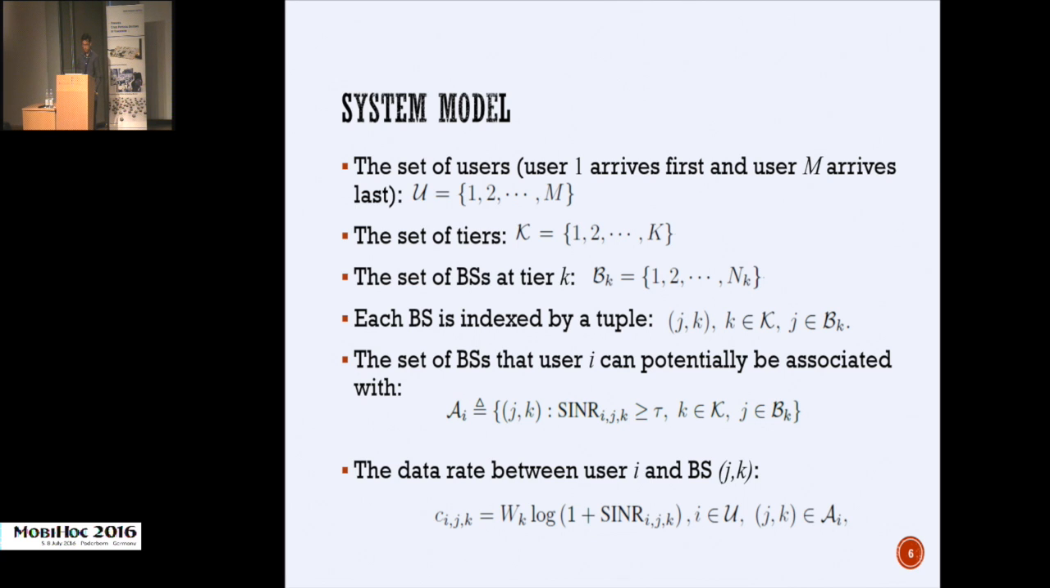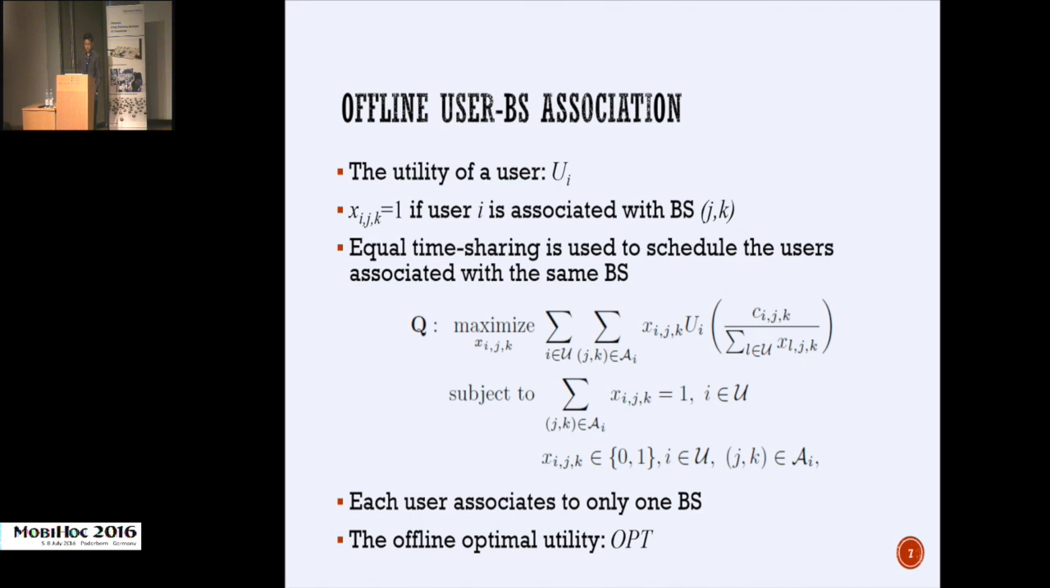All right, let's move on to the offline setting first. In general, we consider a network utility maximization problem. We maximize some utilities of users. For user i, we use U_i to represent its utility. The optimization variable, or the decision variable, is X_ijk. X_ijk equals 1 if user i is associated with base station j at tier k.